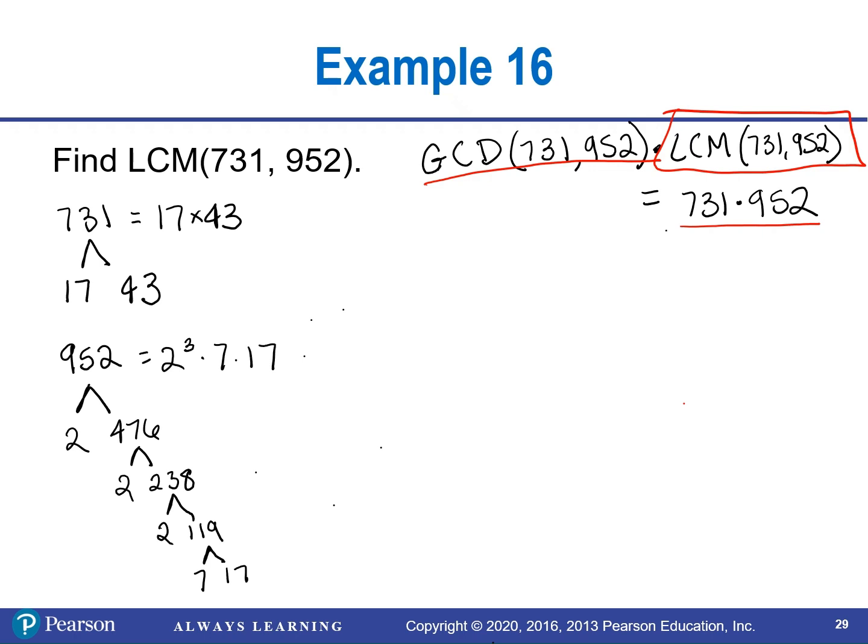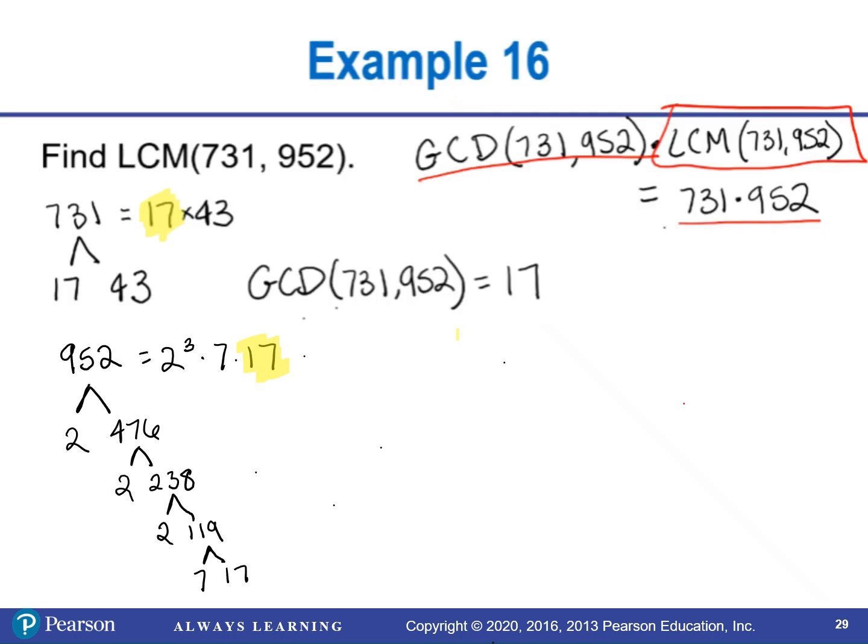So I look for the greatest common divisor of 731 and 952. I take the factors that they have in common, which is actually only 17, and I'll take the least power that I see, and they both have a hidden exponent of 1, so it's just 17. So I know using this fact, I'll take 17 times the LCM of 731, 952. And that's going to equal 731 times 952.